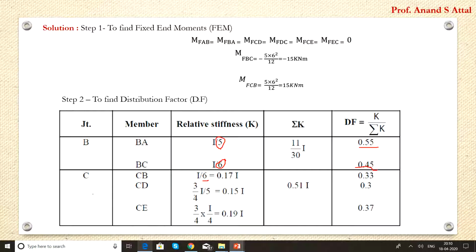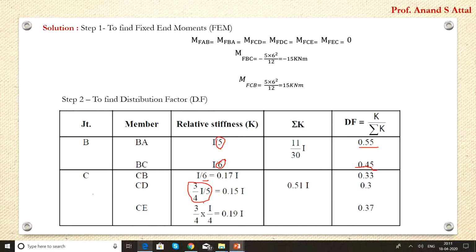Next, the member connecting at joint C is member CD. As we look from C to D, D is a hinge joint. If the far end is hinge, roller or overhanging, the relative stiffness factor is 3 by 4 I by L. So here it comes 3 by 4 I by L, and L is 5, so instead of L we write 5.